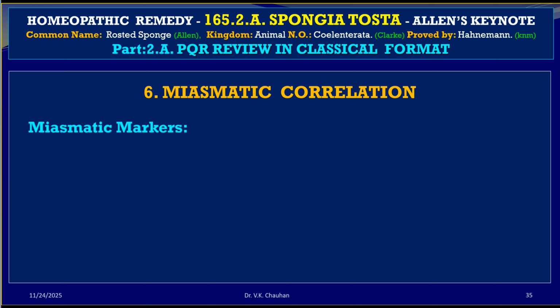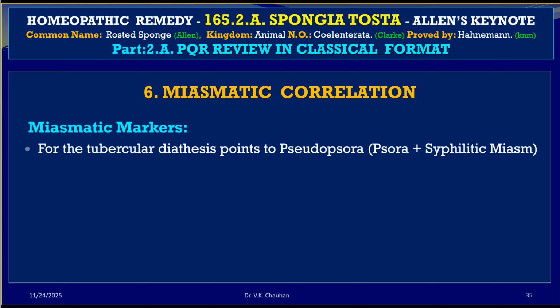Miasmatic correlation is also very important, and we need to have certain miasmatic markers. The tubercular diathesis points to pseudo-psora. If we talk about tubercular diathesis, we are talking about pseudo-psora, which is a mixture of psora and syphilitic miasm, where glandular enlargement points to a sycotic trait. But glandular enlargement which initially is going to suppurate can be syphilitic or a bacterial infection, and goes more in favor of pseudo-psora. But glandular enlargements which are not going to suppurate, which remain strong, firm, like in cases of malignancy, in cases of sarcoidosis, are supposed to be sycotic in origin.